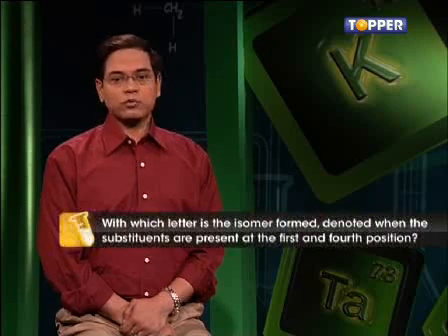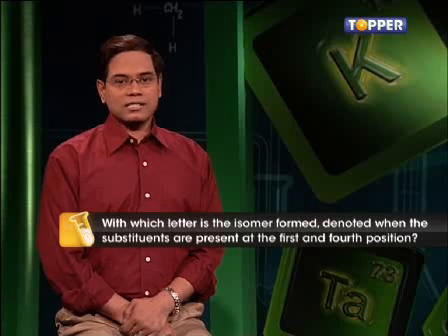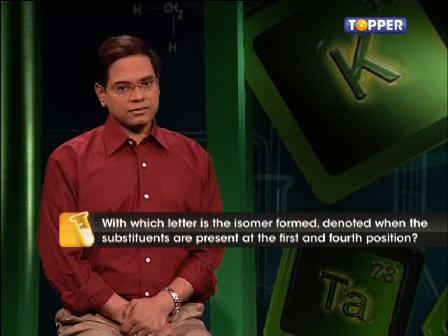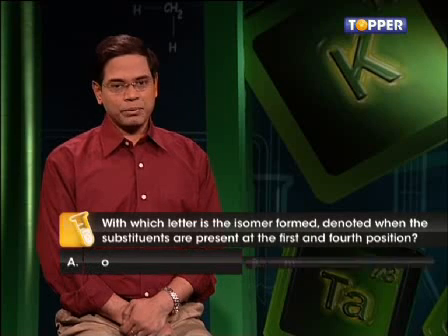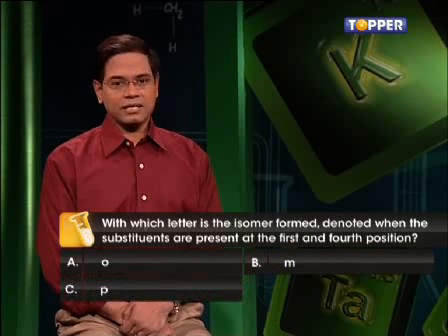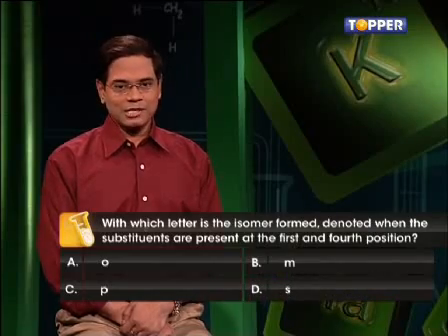If you didn't get that right, don't worry. Here comes the third one. With which letter is the isomer form denoted when the substituents are present at the first and fourth position? A, O, B, M, C, P, D, S. The answer is P.